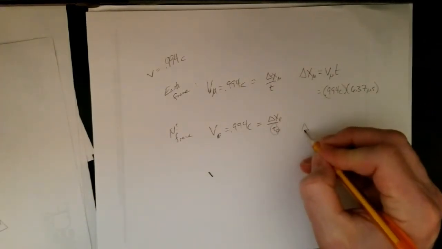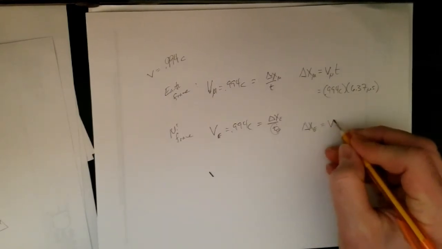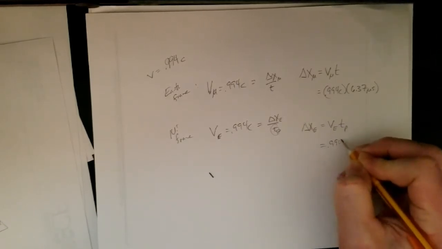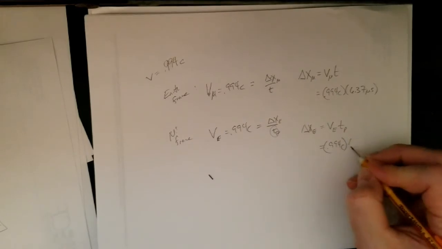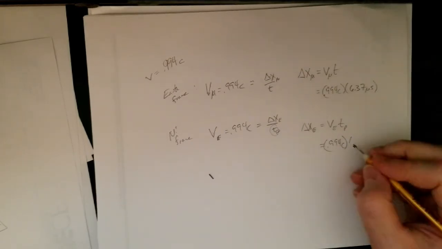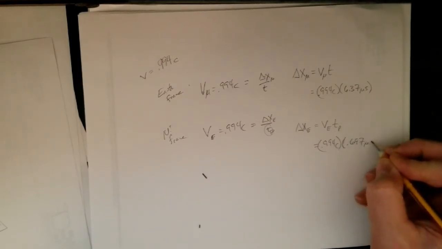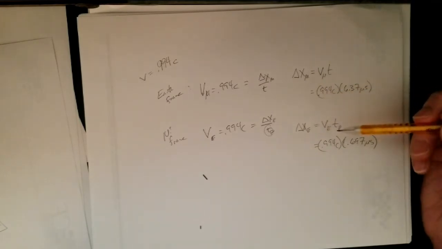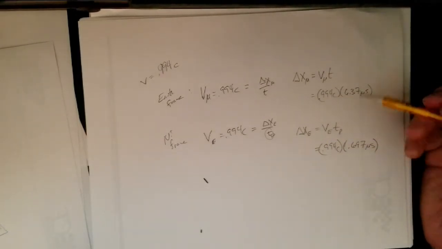Over here, the distance that the Earth is traveling from the muon's reference frame is equal to the speed of the Earth times the proper time, which is 0.994 c from the muon's point of view, times the proper time, which was 0.697 microseconds. So notice that the distances traveled are different. They disagree on what traveled that distance, and they both disagree on the actual distance traveled.